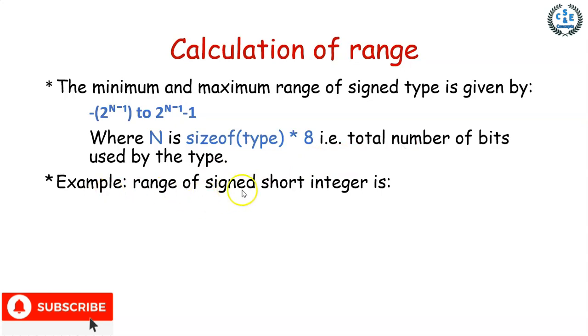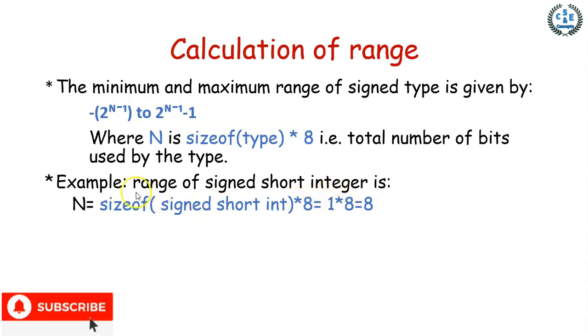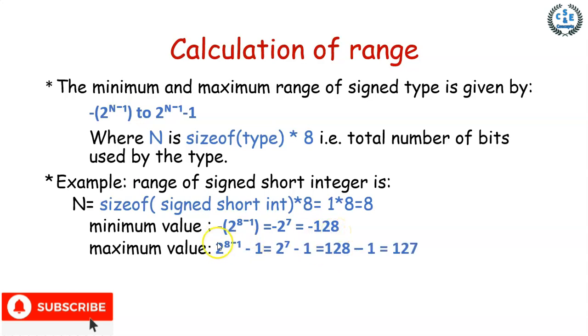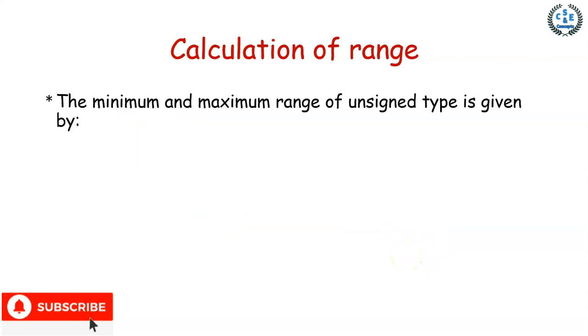Now let's calculate the range of signed short integer. So signed short integer uses 1 byte of memory. So value of n will be 8. So minimum value is calculated as minus 2 power 8 minus 1. It is minus 128. And maximum value is calculated as 2 power 8 minus 1 minus 1. It is 128 minus 1, 127. So minimum value is minus 128. Maximum value is 127.